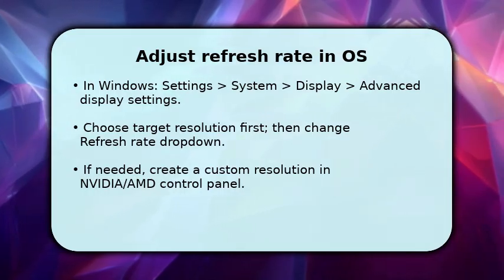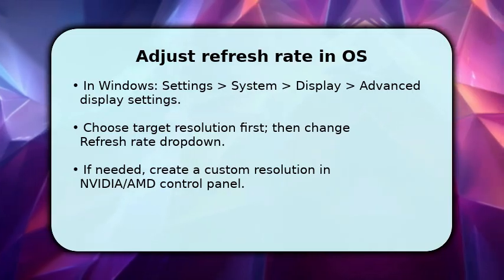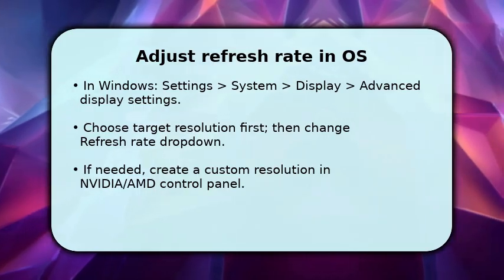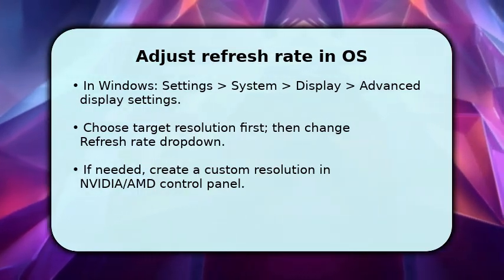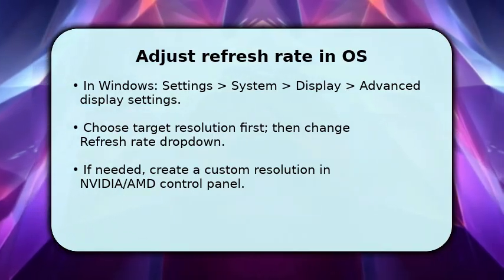If your desired Hz isn't listed, open the NVIDIA or AMD control panel and create a custom resolution with the correct timing parameters. This lets you add unsupported but capable modes. Make sure to hit apply and watch for the confirmation prompt.